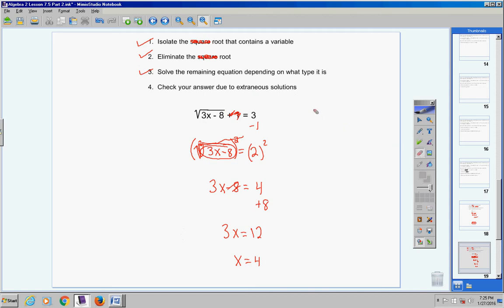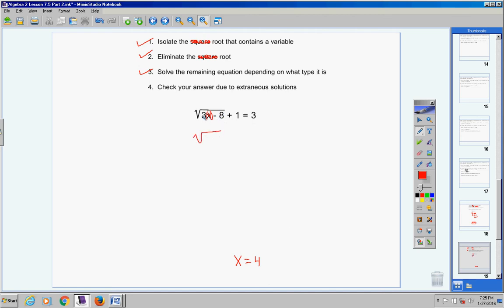So let's check our answer. Okay, here we go. I'm claiming the answer is 4. Let's find out. I have 3 times 4 minus 8 under the radical. Okay, so what's 3 times 4? 12. What's 12 minus 8? 4. So this whole entire radicand became 4. Then bring down your positive 1. The square root of 4 is 2. Plus 1 equals 3. That's true. 3 equals 3. Check. Booyah. We're good. That is the answer.